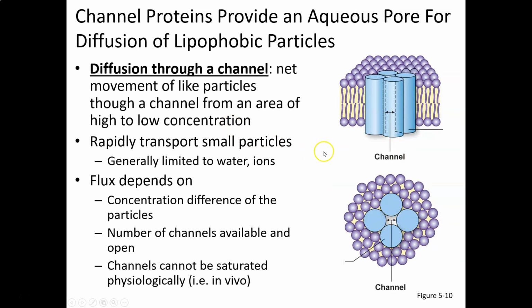And a couple other things to note about channels. They're very fast. Okay, they work by passive transport. As we said before, they can be gated or non-gated. They tend to be limited to smaller things like water and ions. As far as we know, there are no glucose channels in a cell membrane. Now, glucose can get in and out of a cell for various reasons, but there are no channels for it.